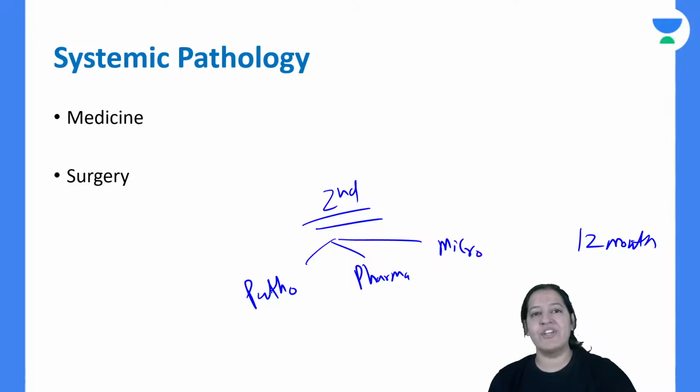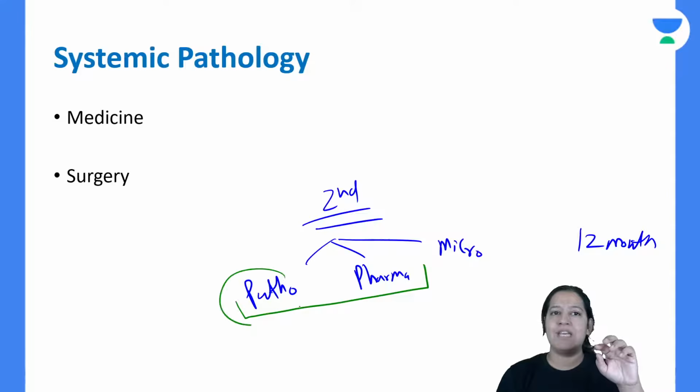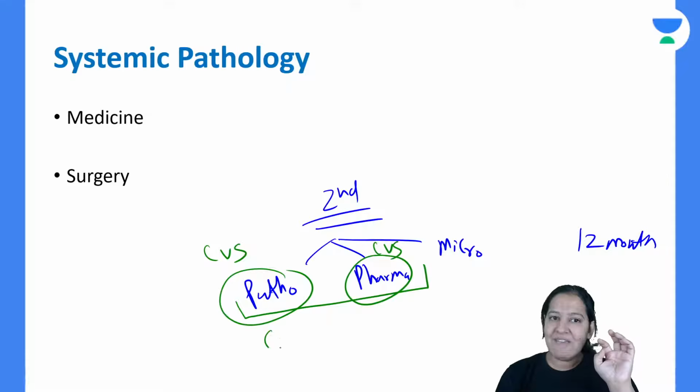What do you mean by integration? Once you read any topic from patho and pharma, suppose CVS patho and CVS pharma, you have read, I am talking about systemic, not general. So CVS from medicine you should also read. So what is medicine?